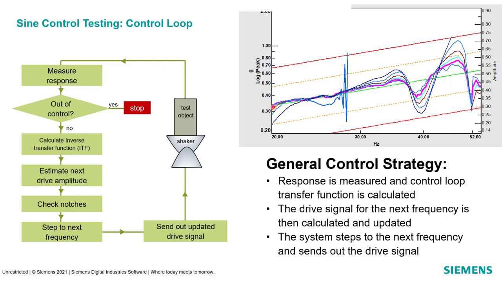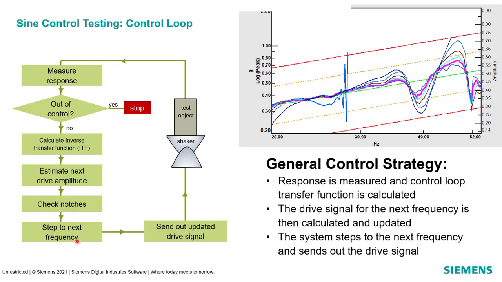So as we start up through the test, we measure the response, and we check to make sure that we're not exceeding any levels. It's a continuous check for safety's sake of all levels, all measurements, and the DAC output throughout the test. If it's in control, of course, we want to stop the test gradually, not an immediate shutdown, but a gradual shutdown. If we're all okay, then we compute the inverse transfer function, estimate the next drive amplitude at the next frequency step, and then check for notches if we have response limit sensors around the structure.